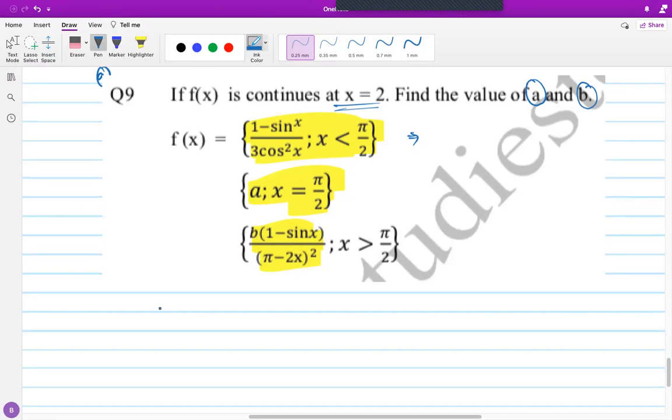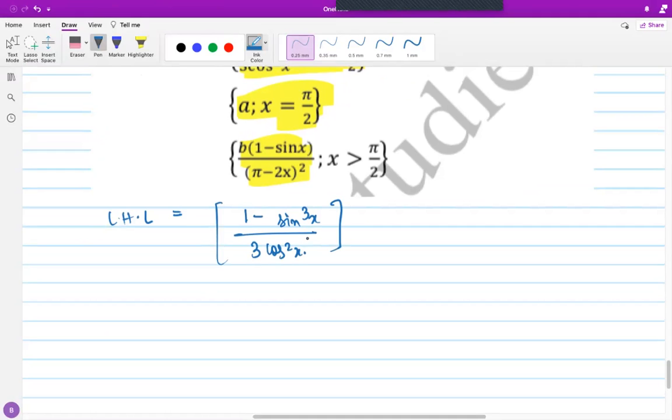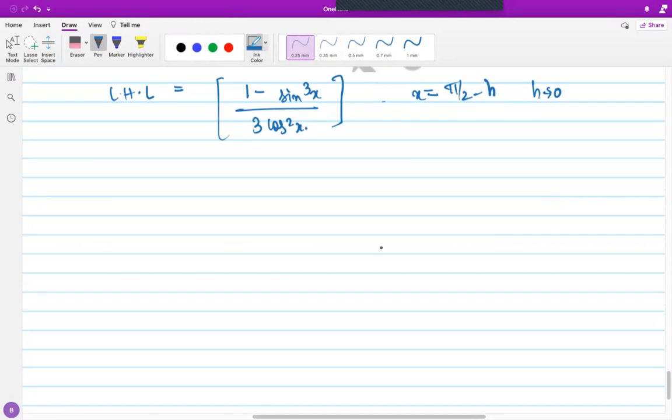Take the LHL. LHL is equal to (1 minus sine cube x) divided by (3 cos square x). Now I can split it up using the formulas. First, as x is equal to pi by 2 minus h, as h tends to 0.